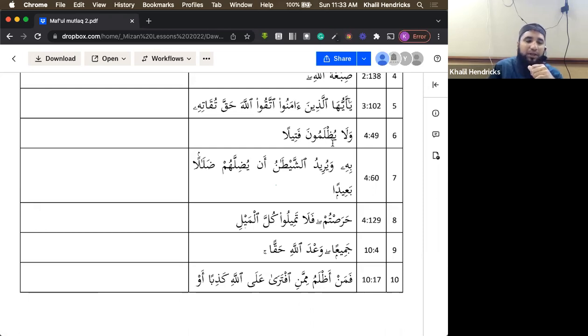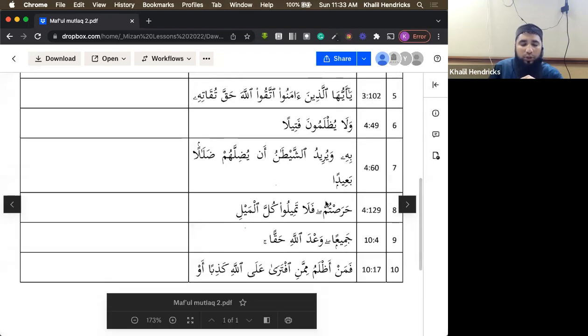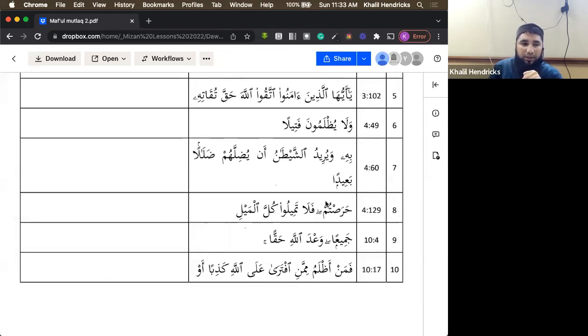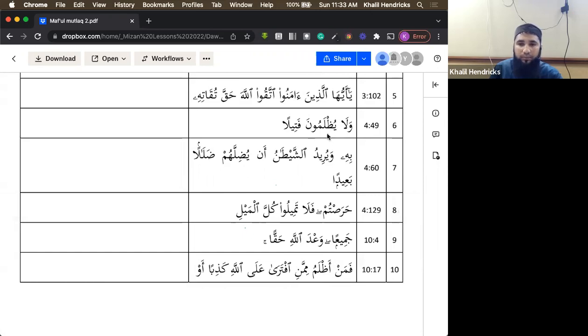But it's not a complete translation. I'll look into that, but I don't think that's a complete equivalent. Next one. وَلَا يُظْلَمُونَ فَتِيلًا.